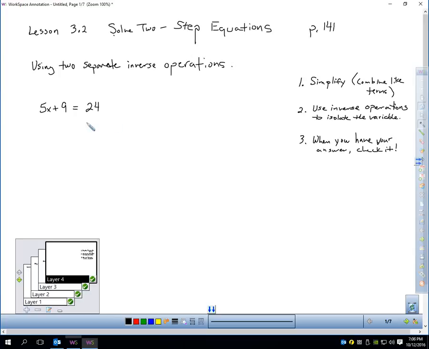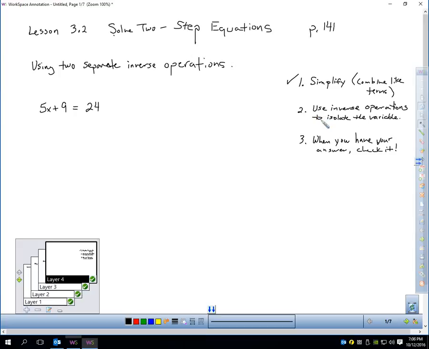Let's try to simplify. Well, can we combine 5x and 9 together? I hope you're sitting there saying, no, Mr. Lemansky, we can't because these are not like terms. You're correct, we can't. And 24 is already simplified. So we tried to simplify, but there's nothing to simplify here. So we go on to step 2.